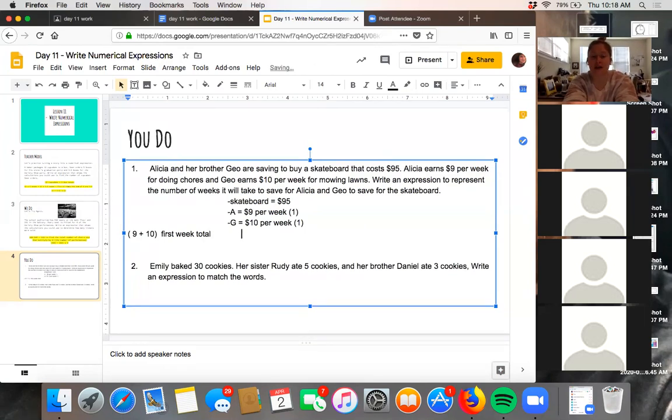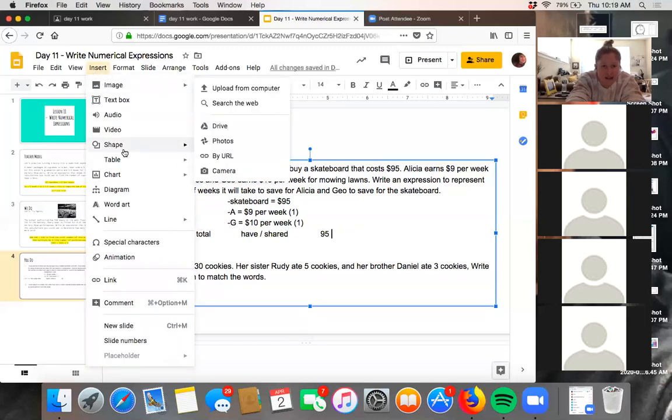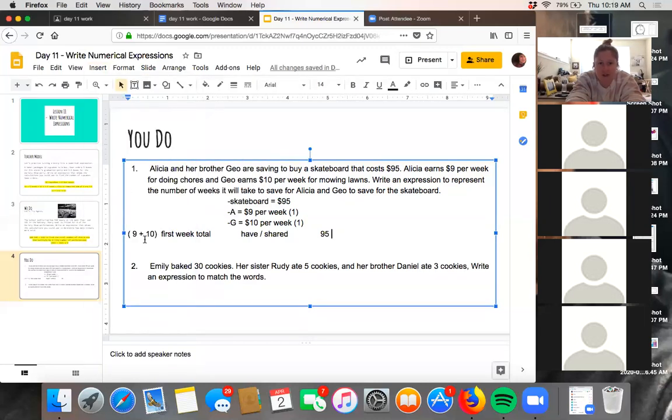So now I'm going to start thinking about division. Division is have over shared. Okay. I can't make a division sign at the moment, so I'm just using the fraction bar. Have over shared. What is it that we have that we're working towards? $95. Okay. And I want to divide. See if I can find the division sign.